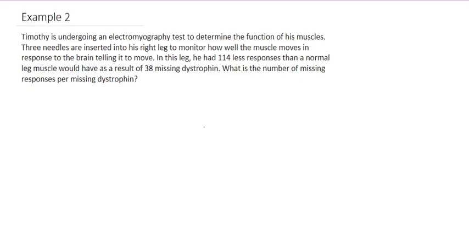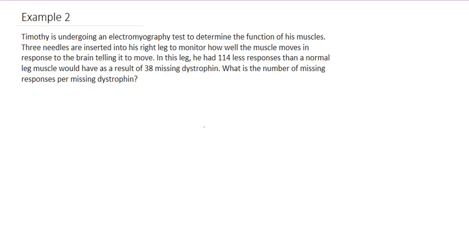Example 2. Timothy is undergoing an electromyography test to determine the function of his muscles. 3 needles are inserted into his leg to monitor how well the muscle moves in response to the brain telling it to move. In this leg, he had 114 less responses than a normal leg muscle would have as a result of 38 missing dystrophin. What is the number of missing responses per missing dystrophin?